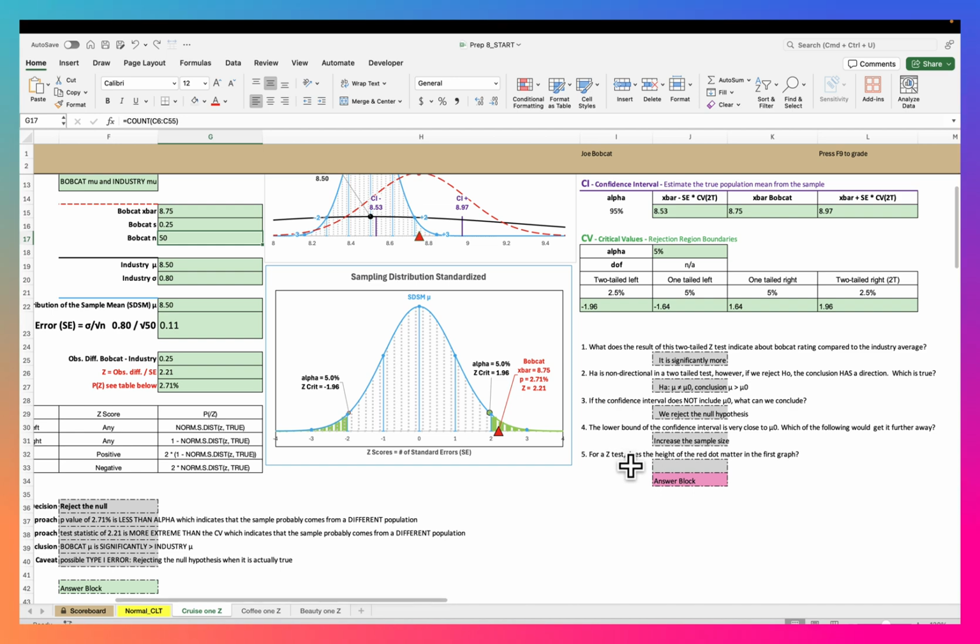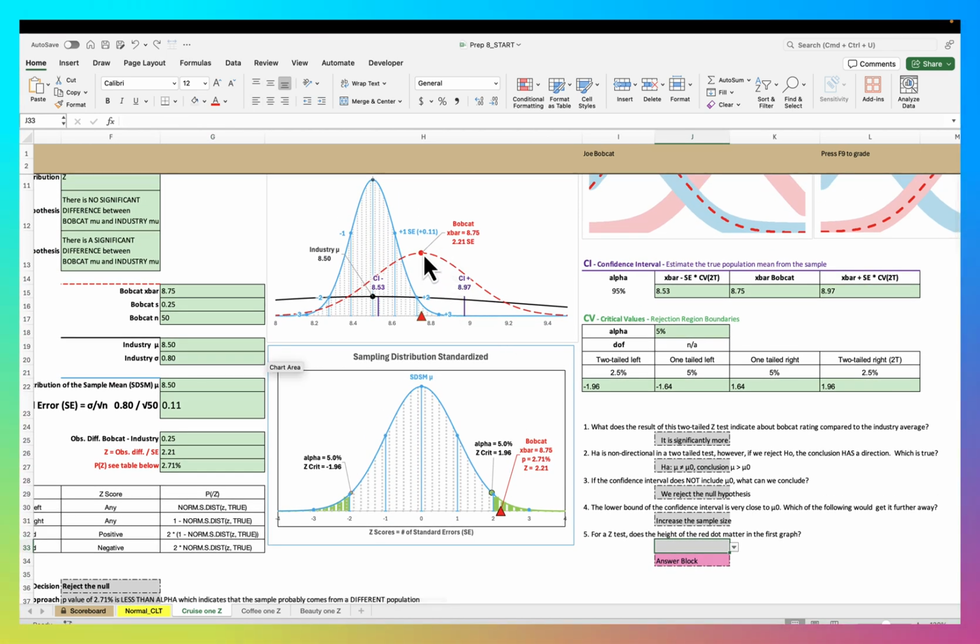All right, for a z-test, does the height of the red dot matter in the first graph? So the height of this red dot, does it matter? Well, what would the height of the red dot actually indicate? The height of the red dot is going to help indicate if it's a skinny or fat distribution, right? So the higher the red dot, the skinnier it is. The lower the red dot, the fatter the distribution is. Well, what's controlling whether it's skinny or fat is the standard deviation, right?